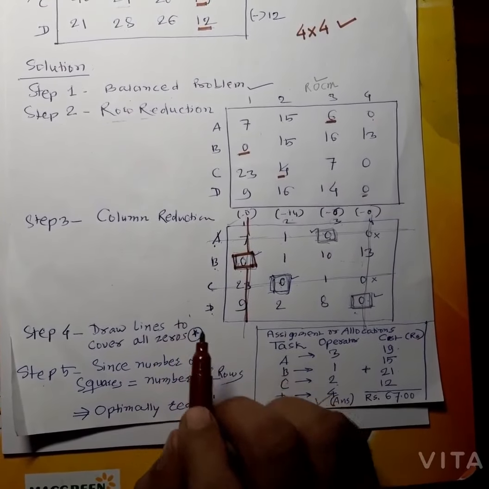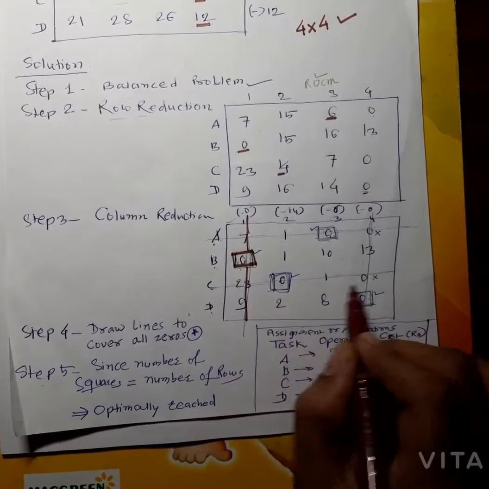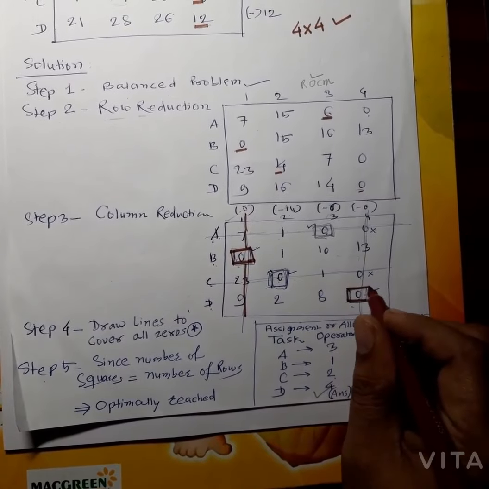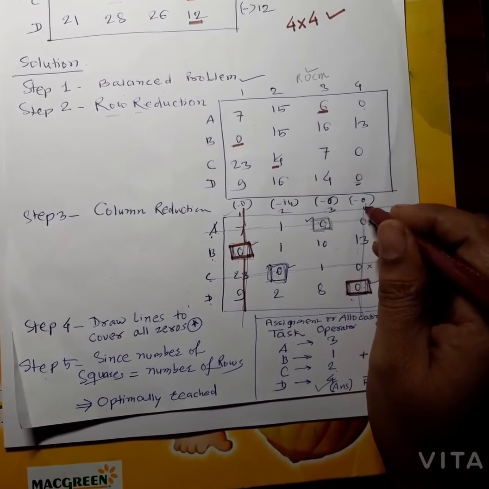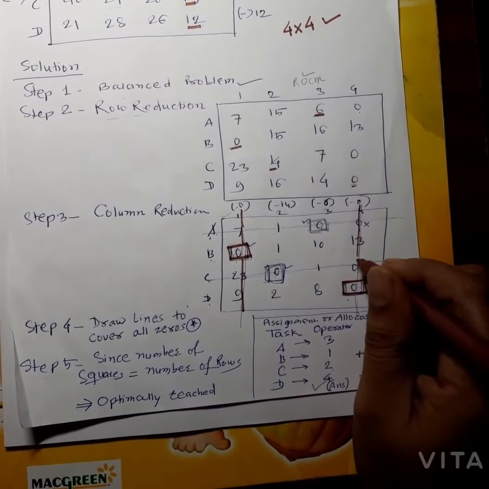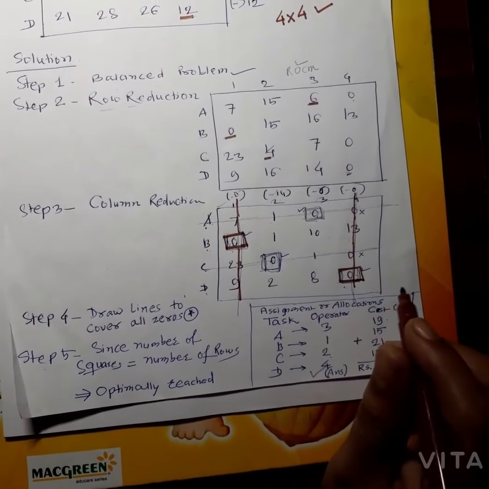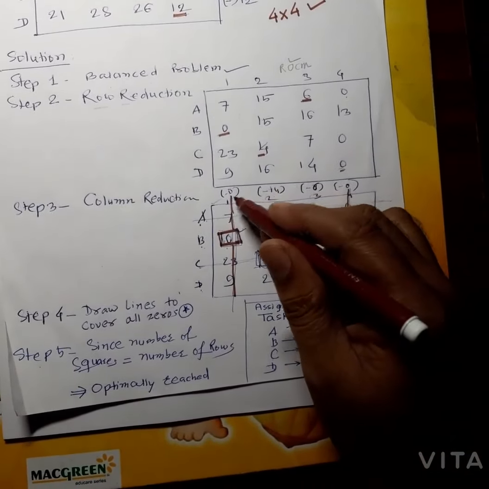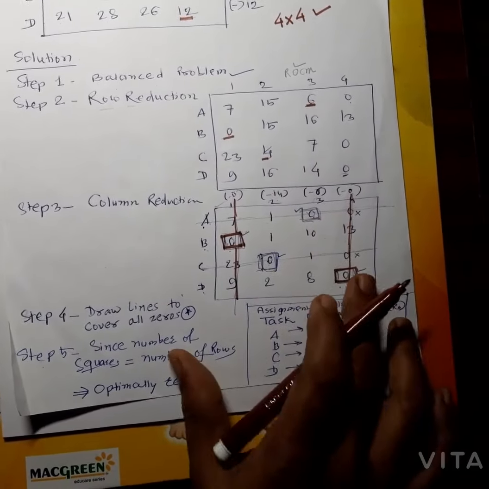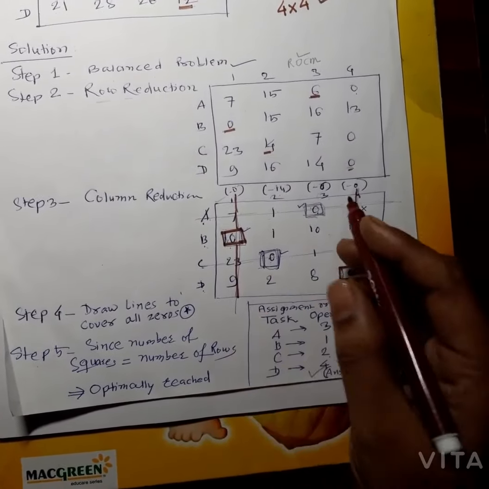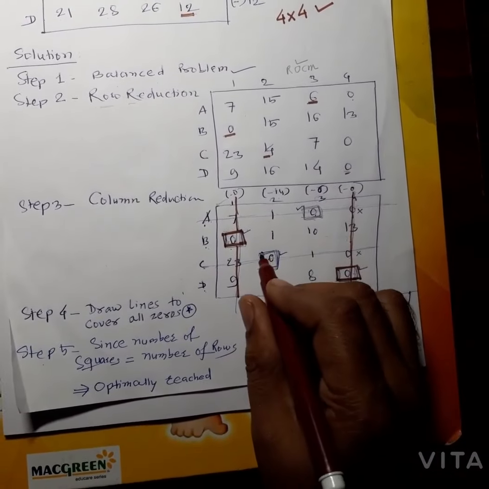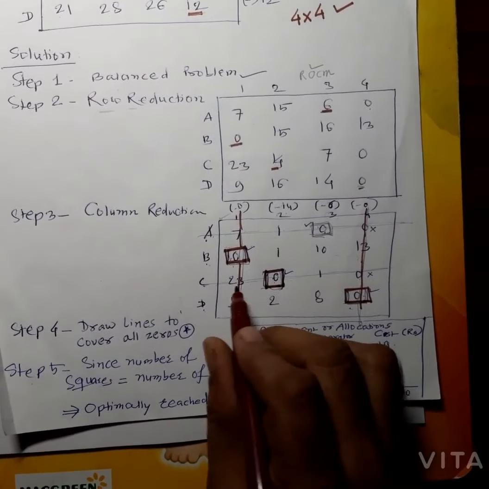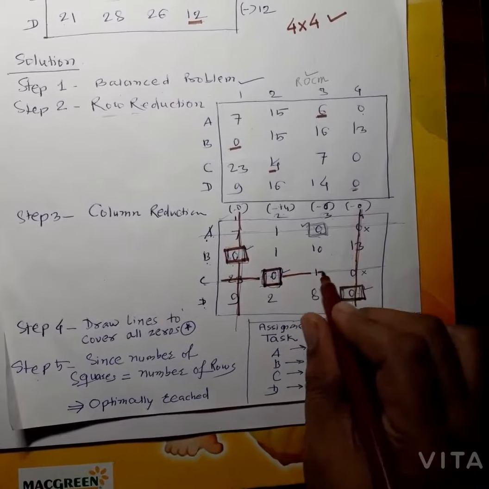Now in row number 3 there are 2 zeros, just ignore it. Row number 4, yes, 1 zero is there, put a square mark and draw a vertical line. Now there are 2 assignments, 1 and 2. Go for column scanning. Now you will see the first column is already covered, so go to the second column. Now in the second column, yes, one assignment can be made. Put a square mark and draw a horizontal line passing through it.